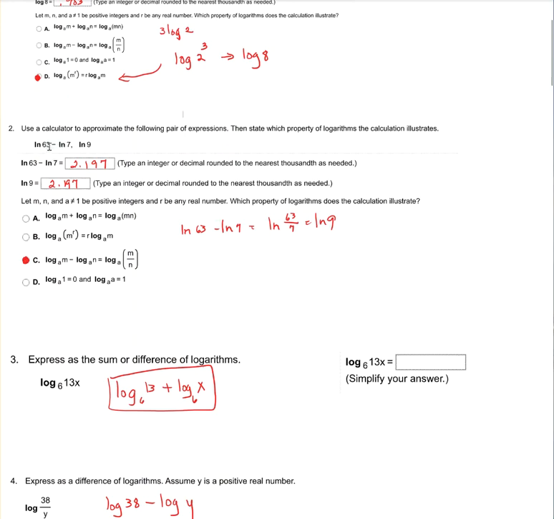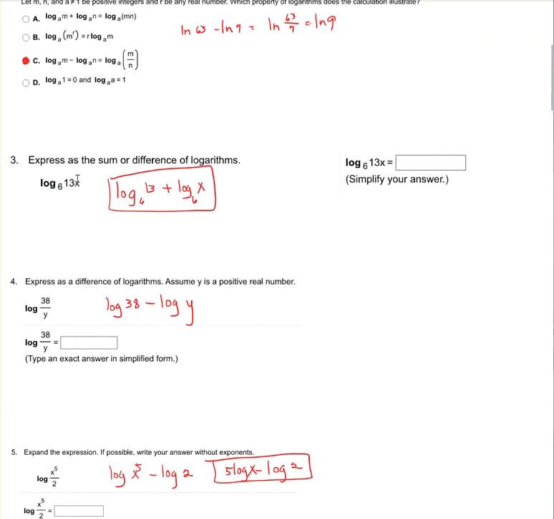This one, ln 63 minus ln 7, and if you do both of those, that and ln 9 in the calculator, you get the same thing. So which rule is it talking about? You've got 2 logs subtracted and that becomes a division in 63 over 7. So that's ln 9, and it's just showing you that you could do it on the calculator and see that.